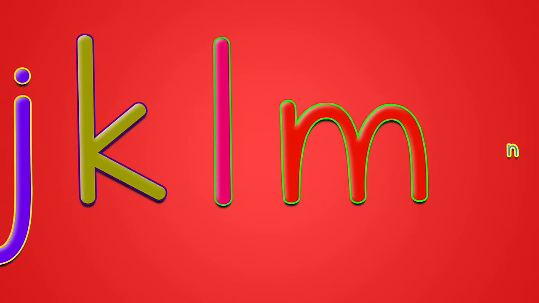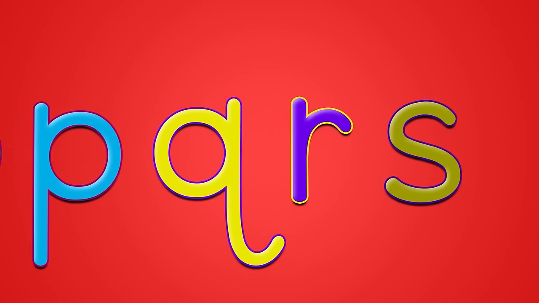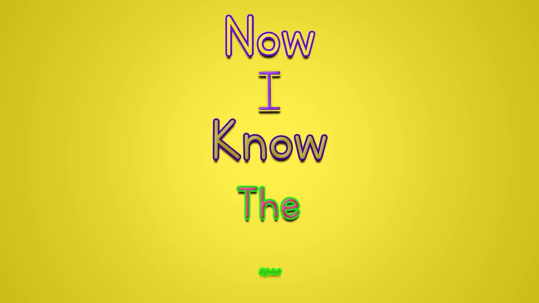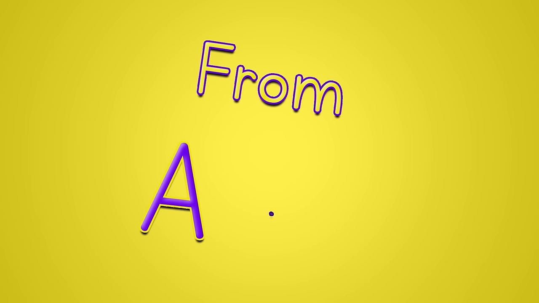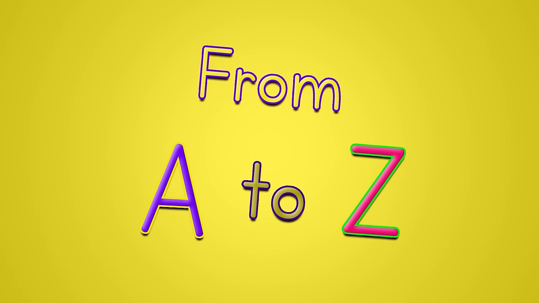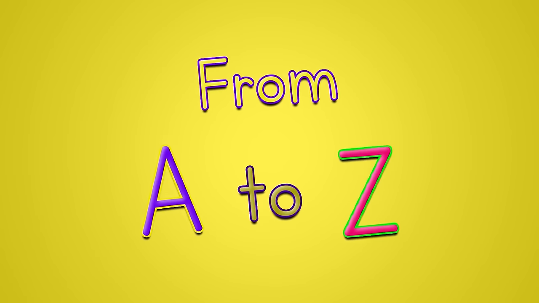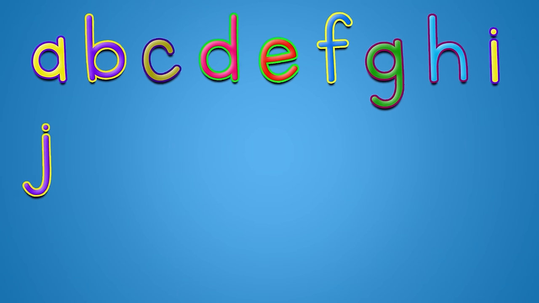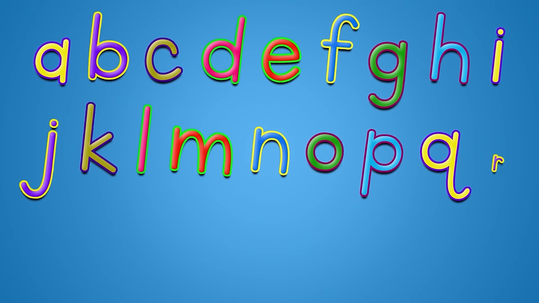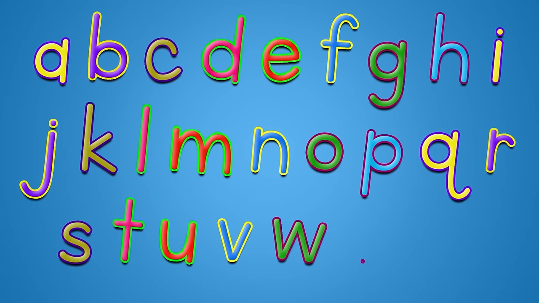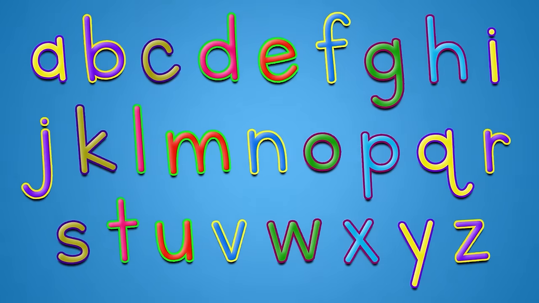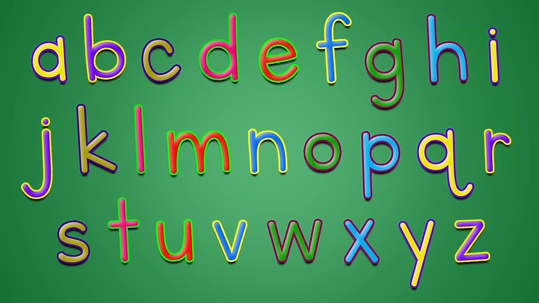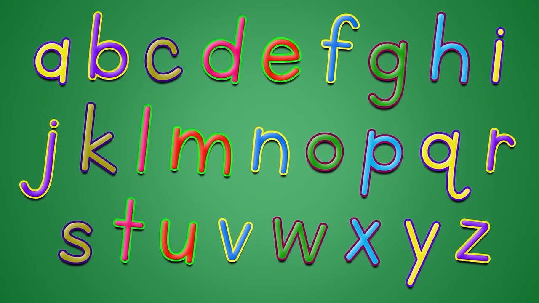I, J, K, L, M, N, O, P, Q, R, S, T, U, V, W, X, Y, Z. Now I know the alphabet from A to Z. Next time won't you sing with me? A, B, C, D, E, F, G, H, I, J, K, L, M, N, O, P, Q, R, S, T, U, V, W, X, Y, Z. Now I know the alphabet from A to Z. Next time won't you sing with me?